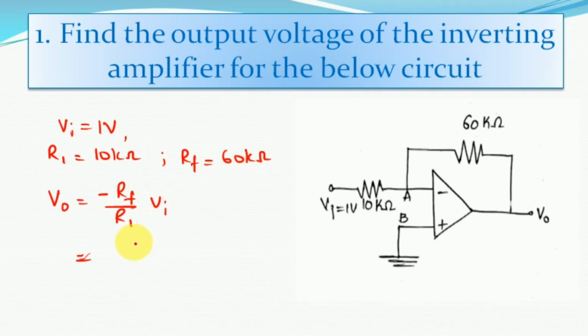Rf they have given is 60 kilo ohms, so minus 60k by R1 is 10k, and Vi is 1 volt. So finally the output voltage for this problem we obtained as minus 6 volts. So this is the way to solve the given problem.